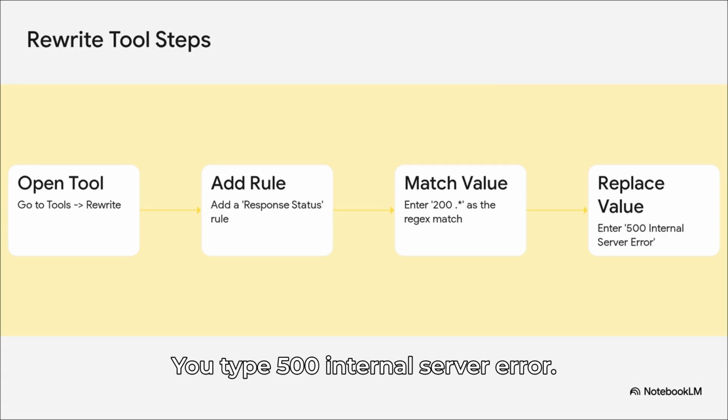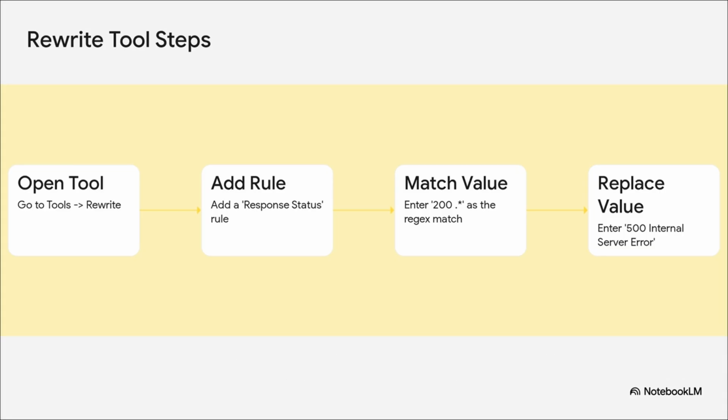You type 500 internal server error. Charles expects this specific format where you include the message portion of the status, not just the 3-digit number. Turn this tool on, and your app will suddenly think the server is crashing, allowing you to test your error handling safely and perfectly. No way you could do that so easily otherwise.